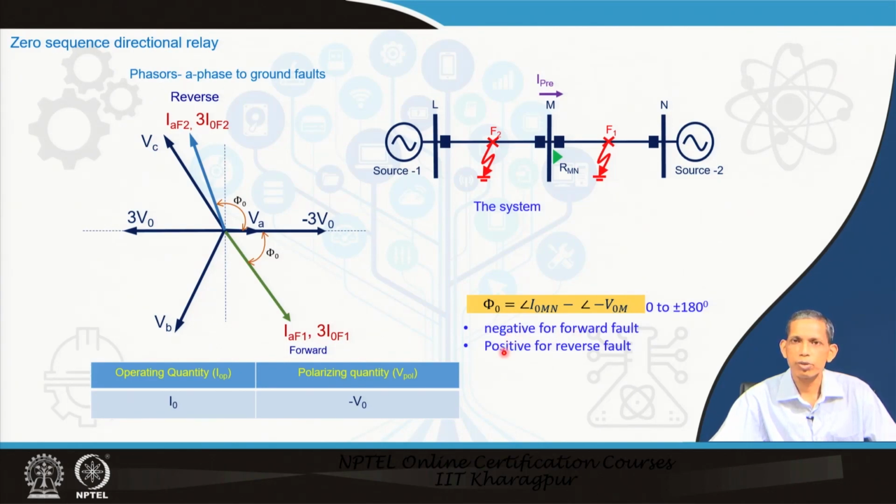If the angle comes out to be positive, it says this is a reverse fault. Therefore, in the corresponding zero sequence based approach also, with the zero sequence current seen by the relay, the angle of the polarizing quantity becomes minus V0 in this case. That gives us the principle of the zero sequence based approach. Of course, similar to other things, from the phasors we can conclude that this angle phi 0 is limited to plus minus 180 degrees.